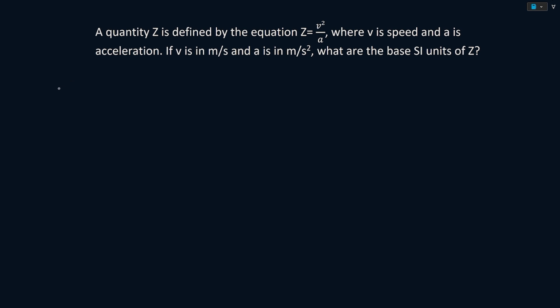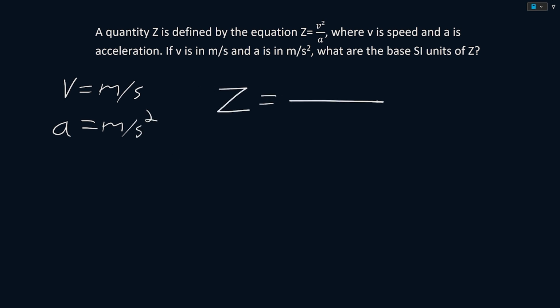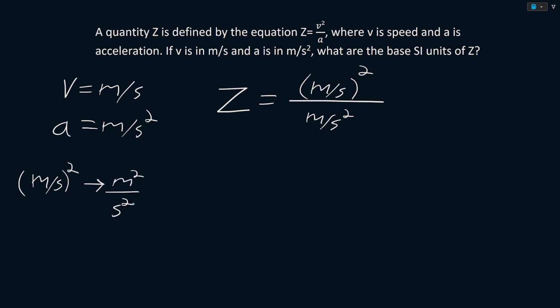First, I'm going to write out what we were given. v is equal to meters per second, and a is equal to meters per second squared. We can rewrite z by substituting in our units. v is equivalent to meters per second, and the quantity is squared. And a is equivalent to meters per second squared. We can rewrite meters per second quantity squared as meters squared over seconds squared.